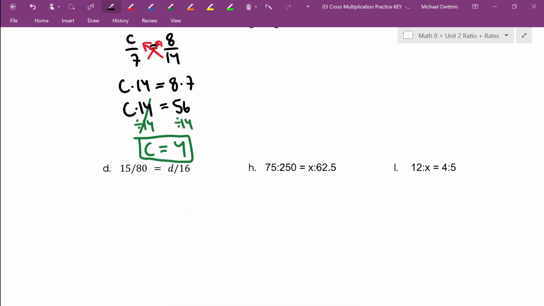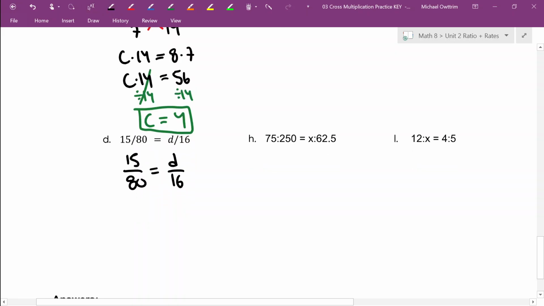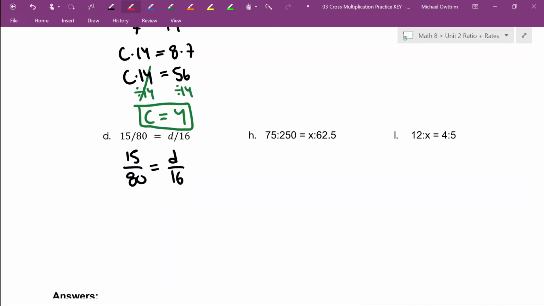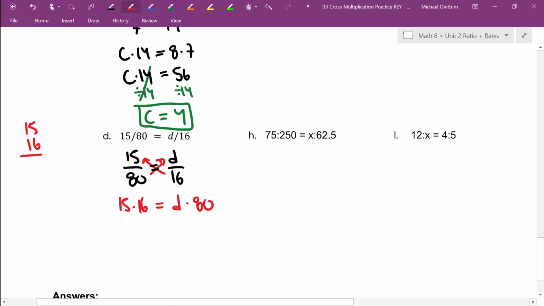This one is sort of written as fractions already. So we have 15 over 80 is equal to D over 16. And we can go ahead and solve that out. So I'm going to go ahead and cross multiply. So I'll have 15 times 16 is equal to D times 80. Let's multiply out 15 times 16.